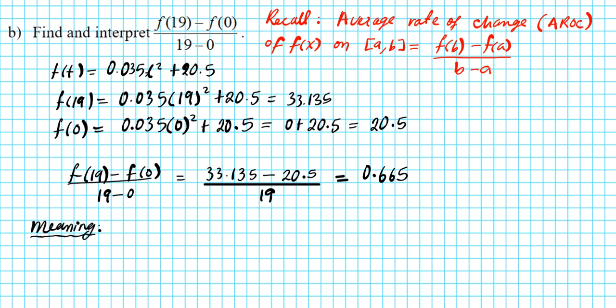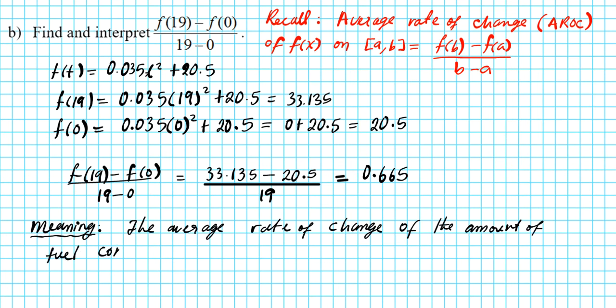Our answer basically means that the average rate of change of the function, what does the function represent? The function represents the amount of fuel that's consumed. So we can write the average rate of change of the amount of fuel consumed. Remember, it's in billions.